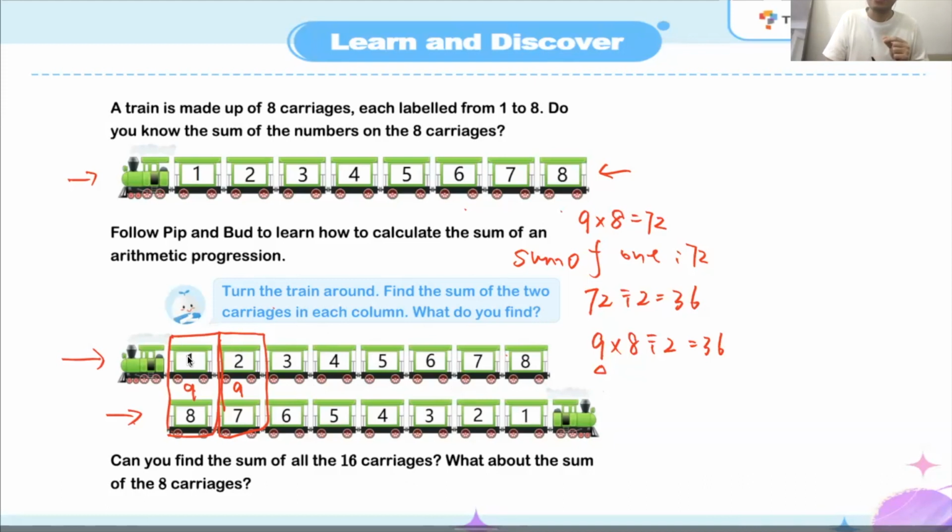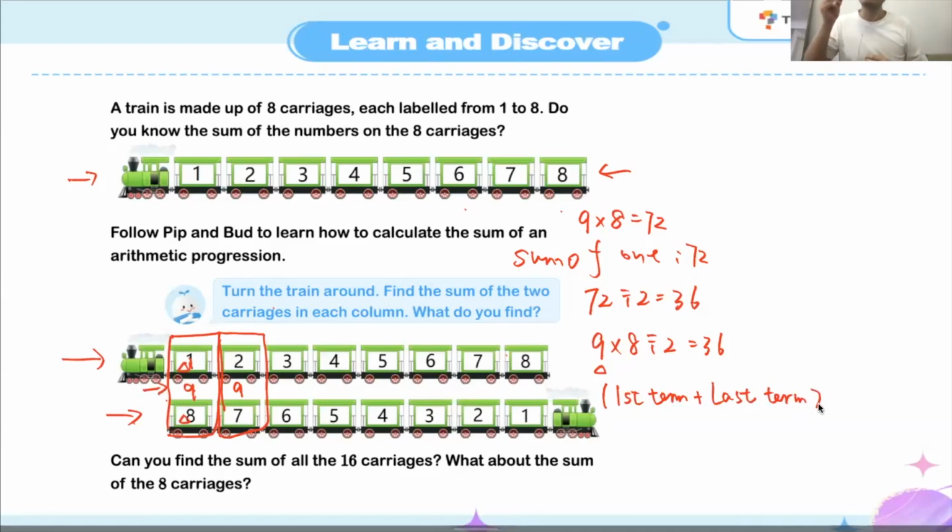That is two terms in a column added together. We know each column will have the same total, so we can use one column to represent the others. I just choose the first column. Which two numbers are in the first column? That is the first term and the last term, right? So 9 is the first term plus the last term.